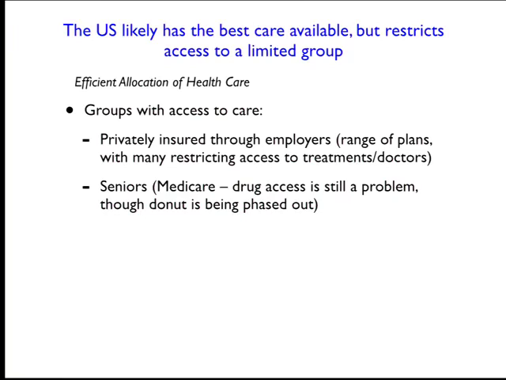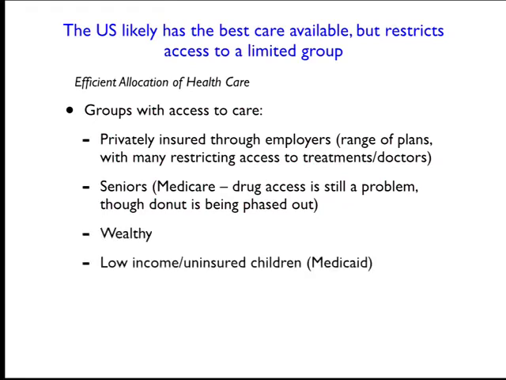Obviously that was not the intent of the system, and it's probably not a very efficient design, but everything's kind of patchwork right now. Obviously, if you're wealthy enough, you can just afford the care, so no problem there. And then low income, uninsured children are covered under Medicaid, and as we discussed, some of the other people in the family who are adults tend to be covered as well. That coverage is being expanded as part of the ACA.